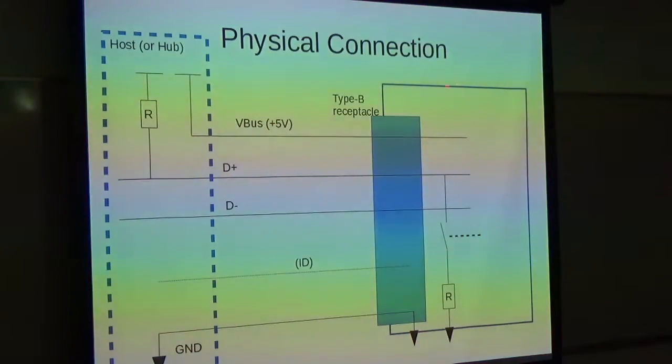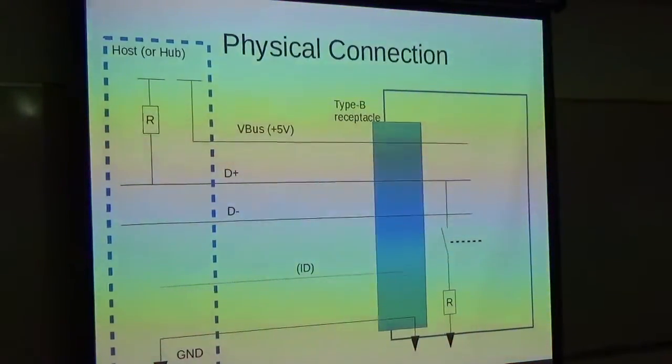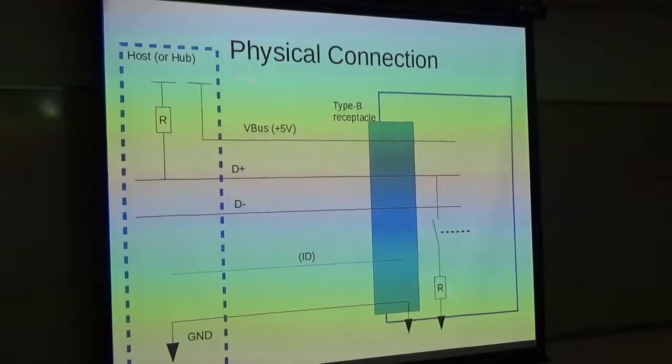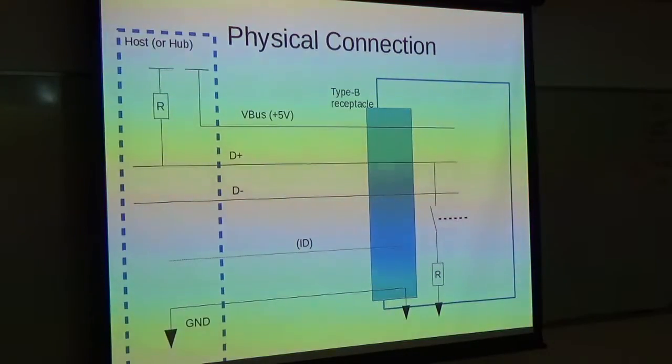Okay. This is a physical connection between the device and upstream. Data goes through these two lines called D plus and D minus. The device checks this line to detect the host, and the host checks this D line to detect the device. The device can control this pull-down resistor, so the device can disconnect from the host by turning off this resistor without actually unplugging the cable.